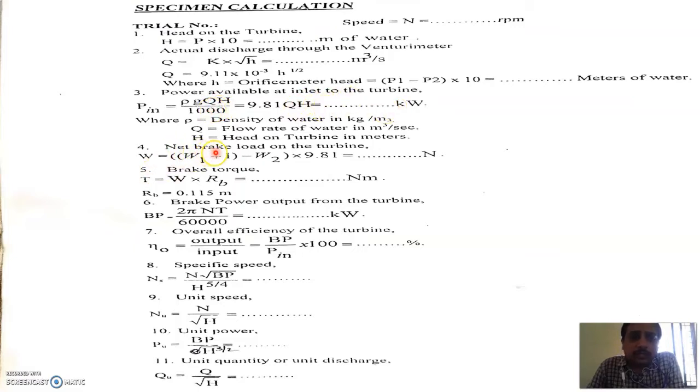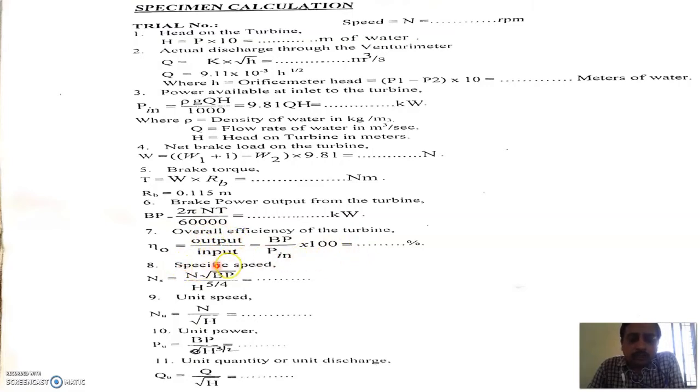You find the net brake load on the torque. You find the brake torque, that is W into R_b. You find the brake power output, by the equation 2 pi N T by 60. You find the efficiency, which is nothing but output by input.